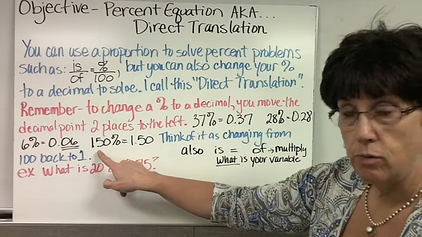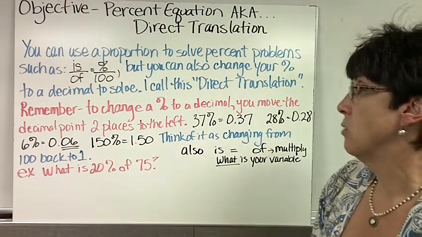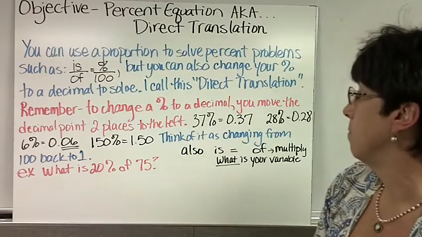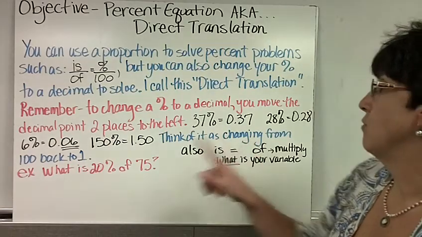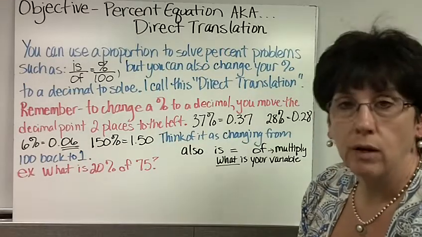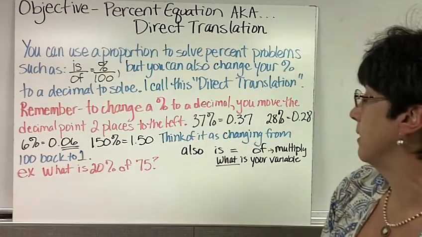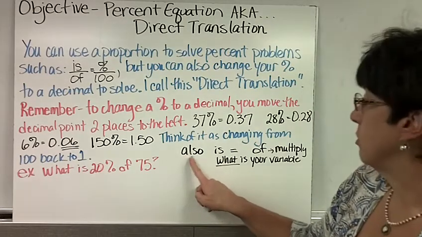If it's more than 100%, the decimal will be more than 1. So 150% equals 1.5 or 1.50. Think of it as changing from 100 back to 1. Like you took a test and got 1 out of 1 on it. You got 100%, but what was your score? A 1.